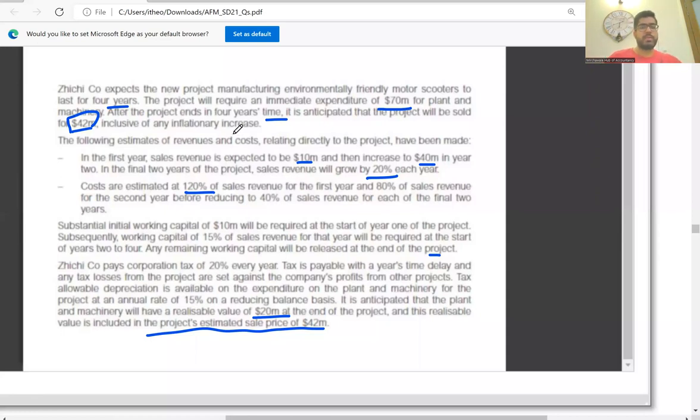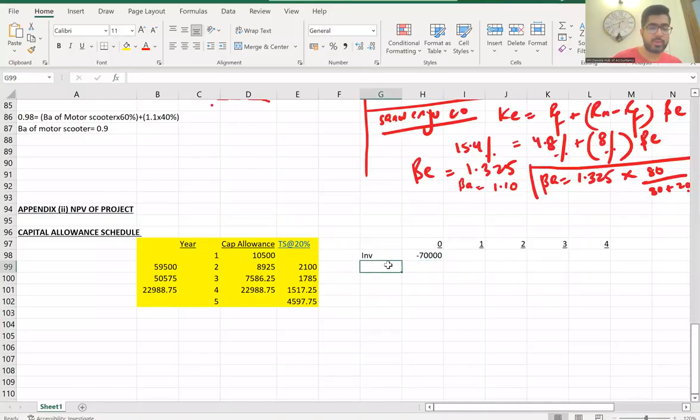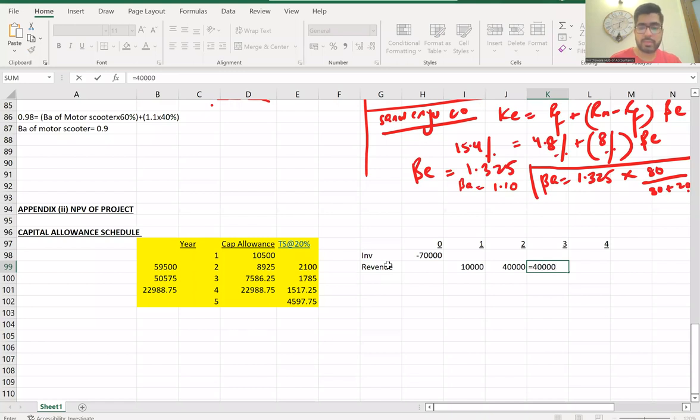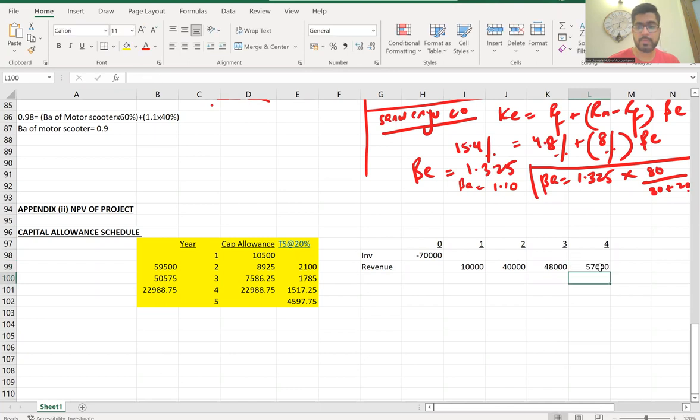So I will record the scrap value of 42 million later, following estimates of revenues and costs. Revenue is 10 million in the first year, 40 million in year two, and in the final 2 years, 20% growth each year. Remember, after investment, we record revenue. So 10,000 in year one, 40,000 in year two, and then 20% in each of the last 2 years. So 40,000 increasing by 20% gives 48,000, and this also increasing by 20% gives 57,600. Okay, these are the details regarding revenue.